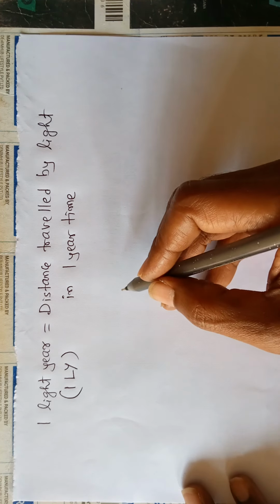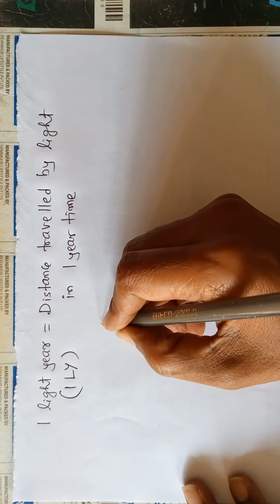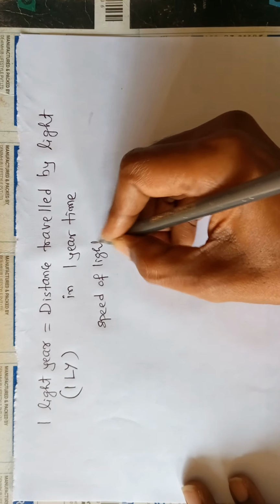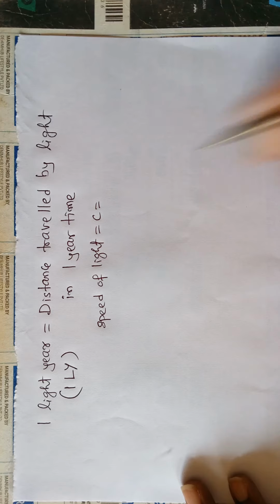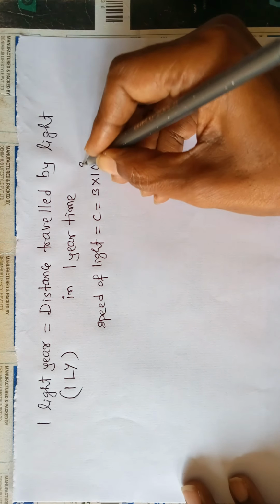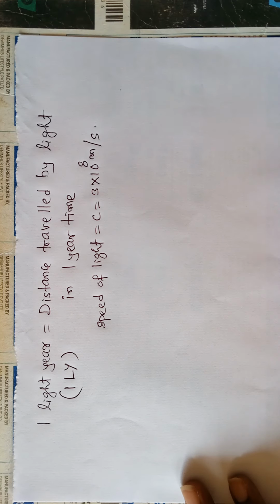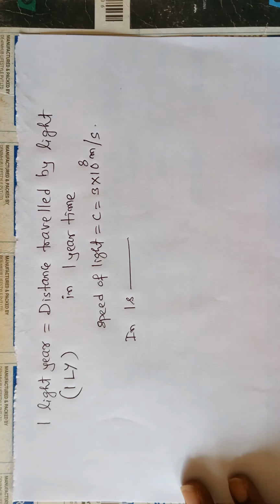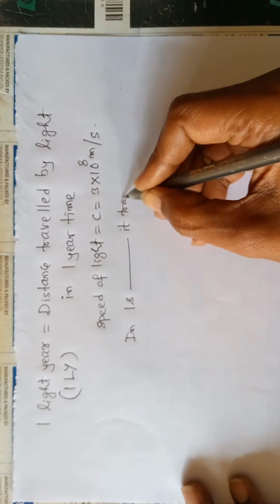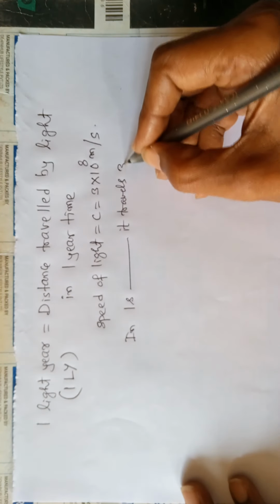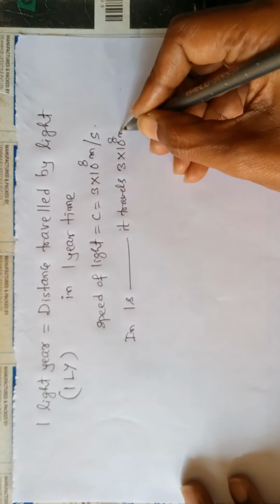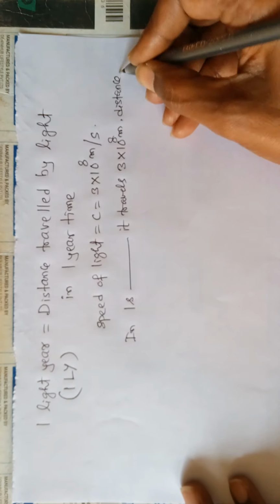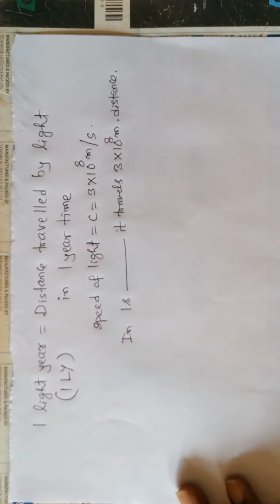You know very well that the speed of light c is equal to 3 into 10 to the power of 8 meter per second. It means what? In 1 second it travels how much distance? 3 into 10 to the power of 8 meters of distance it travels. It travels this much distance in 1 second.